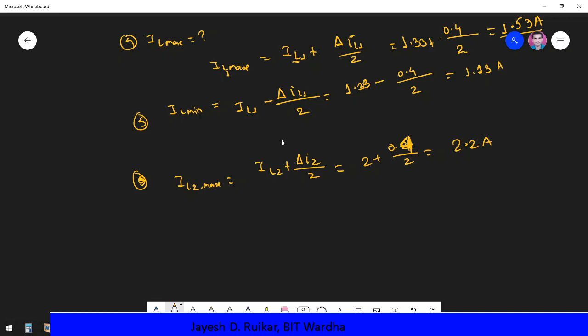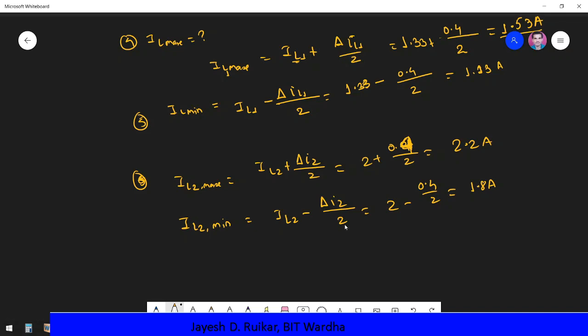Again we will find out the value of IL2 minimum. IL2 minimum is nothing but IL2 minus delta I2 divided by 2. So 2 minus 0.4 divided by 2, so it's around 1.8 ampere. So this is what IL1, IL2 maximum and minimum we have found out, and it will be used in the calculations of inductance.